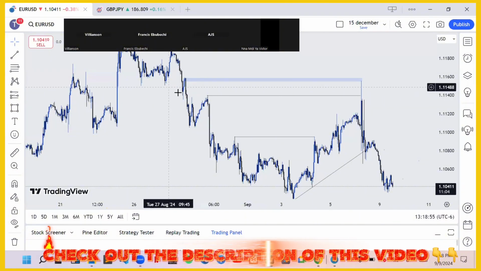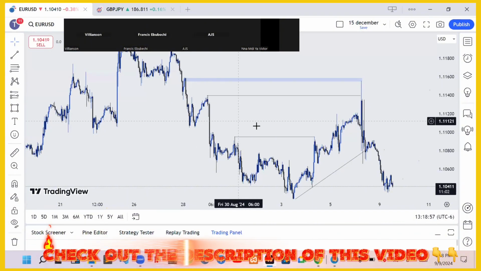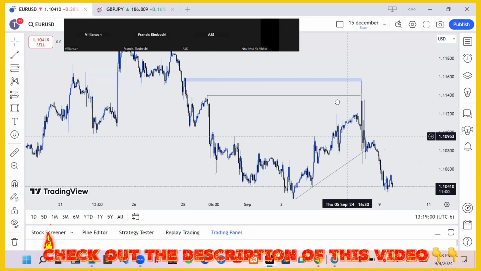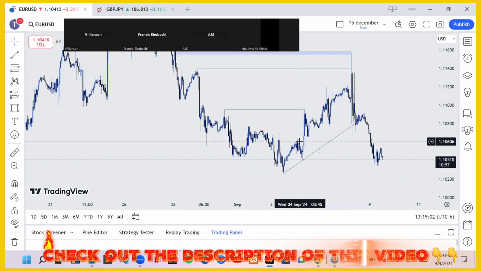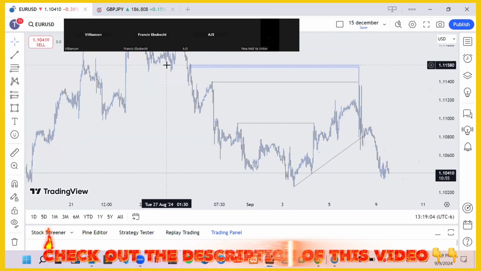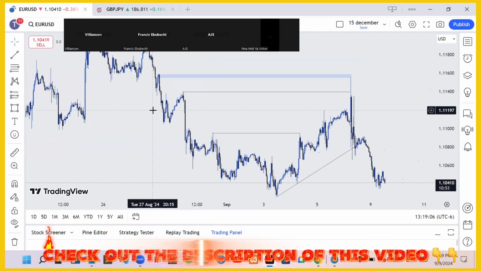This is the structure break. Yeah, this is the inducement. So it's reacting from this other block. That was why it was selling, and that was why our buy failed actually. But I didn't pay attention to this side, though I still did not even take the trade.